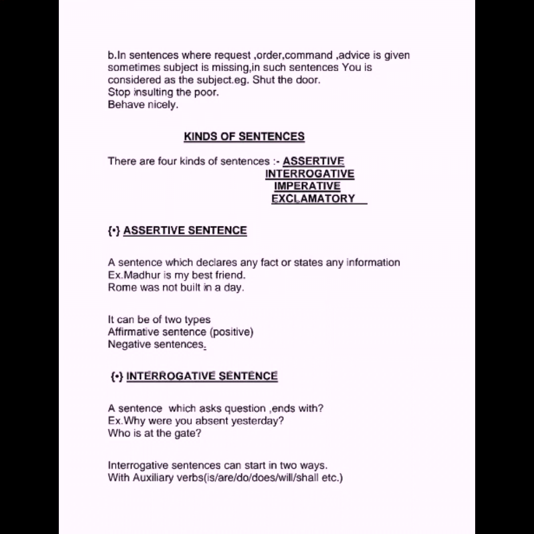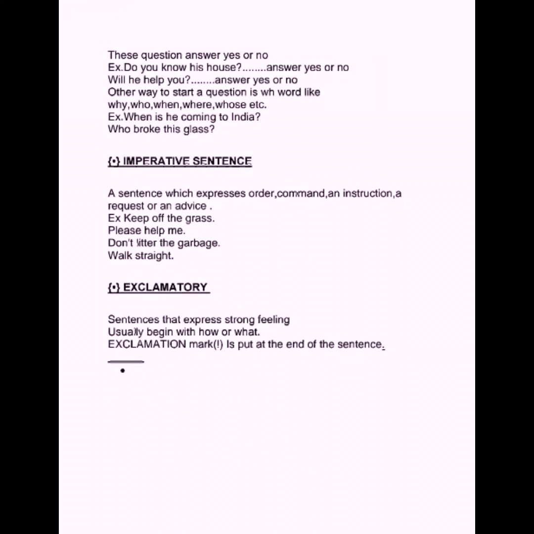Next type is interrogative sentence, a sentence which asks questions and ends with question mark. Like, why were you absent yesterday? Who is at the gate? Interrogative sentences can start in 2 ways. One, with auxiliary verbs. Children, what are auxiliary verbs? Auxiliary verbs are like do, does, will, shall, may, might, and so on. So, if a sentence starts from these and ends in a question mark, then it is a kind of interrogative sentence. And yes, they will give you the answer in yes or no.